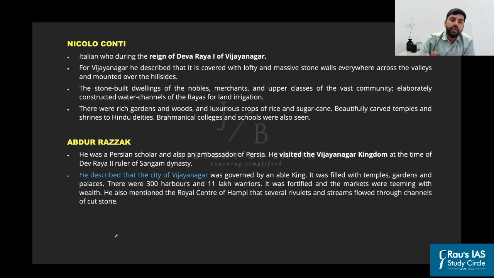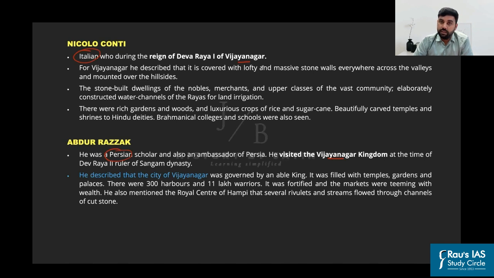Moving ahead, I think these are the last two. Niccolo Conti, he came during the Vijayanagar. Then the second one also came during the Vijayanagar. Now, Niccolo Conti is Italian, so he wrote in the Italian language. Abdul Razak wrote in the Persian language. The first one talks about that.